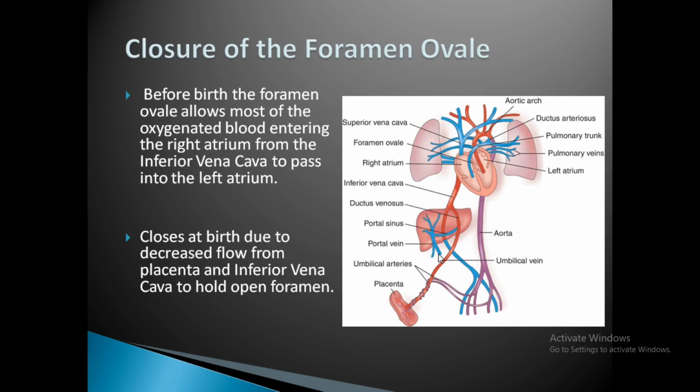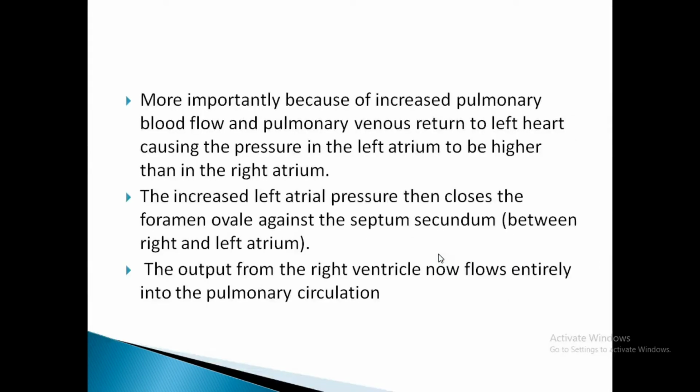More importantly, because of increased pulmonary blood flow and pulmonary venous return to the left heart, the pressure in the left atrium becomes higher than in the right atrium. This increased left atrial pressure then closes the foramen ovale against the septum secundum between the right and the left atrium. The output from the right ventricle now flows entirely into the pulmonary circulation. Now, this is very important: the output from the left ventricle now flows entirely into the systemic circulation.